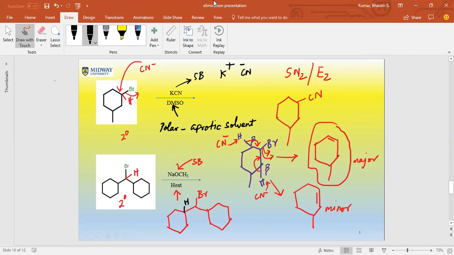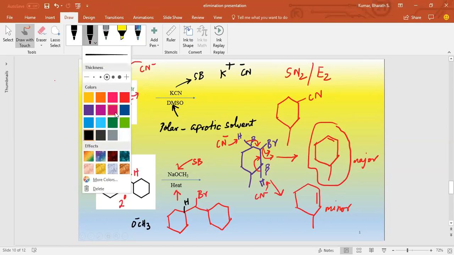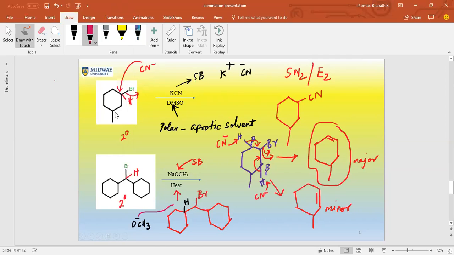So your O minus CH3, let me change color again. So that comes and grabs this beta hydrogen. The bond gets shifted here, and in the process, the leaving group comes off, leading to the formation of the alkene. Okay. So this is primarily an E2 because it's a strong base and it's a secondary alkyl halide and heat. Okay.